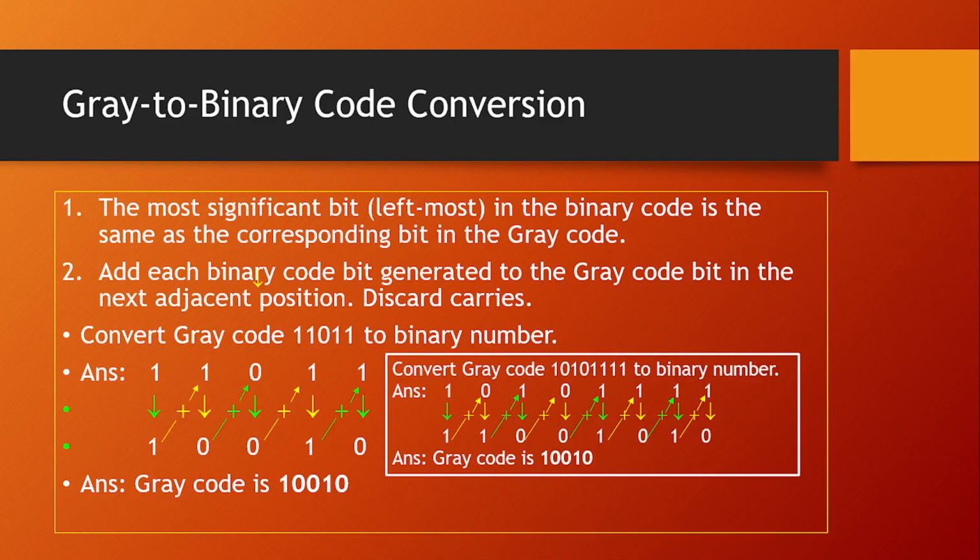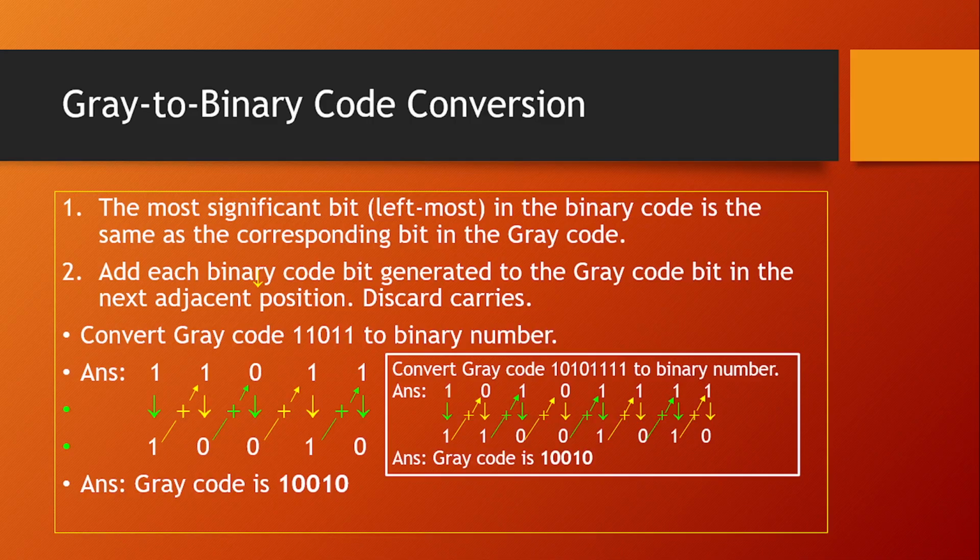So this is about the gray code and conversion of binary to gray, and gray to binary. Important is that gray code is an unweighted code. Now let us see the next code, that is XS3 code.